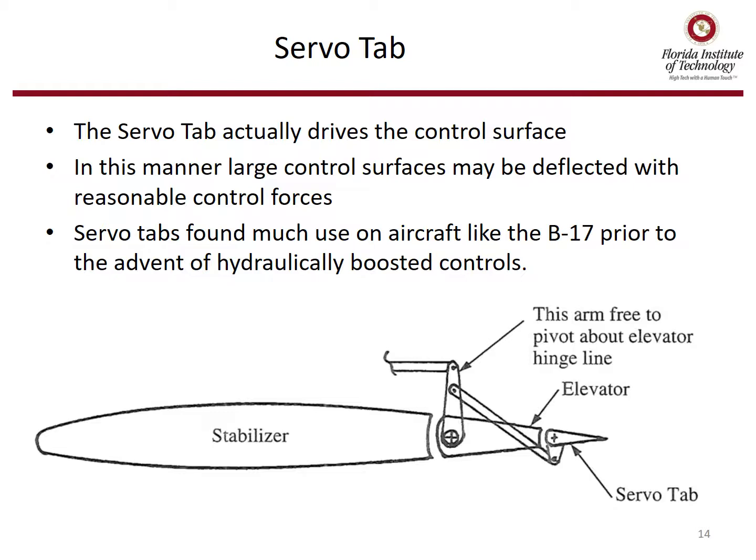The servo tab actually drives the control surface. In this manner, large control surfaces may be deflected with reasonable control forces. Servo tabs found much use on aircraft like the B-17 prior to the advent of hydraulically boosted controls.